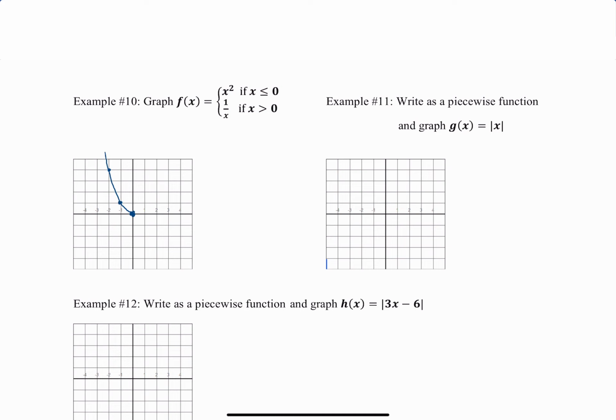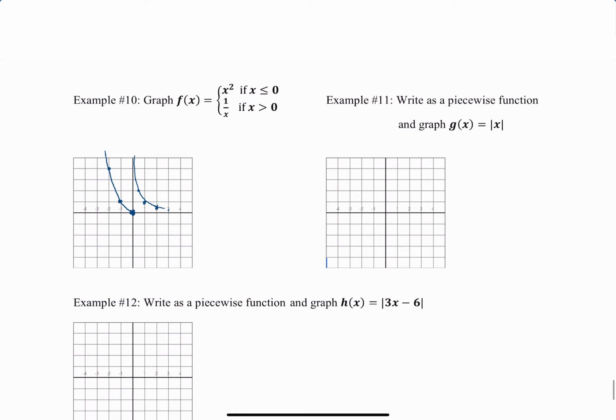The other piece is the 1 over x graph, which hopefully you're familiar with as well. That looks like something like this. And this graph actually has a vertical asymptote at x equals 0. So that piece of the graph never touches x equals 0. So I'm not going to need an open dot there because there's no dot at x equals 0 for the 1 over x graph.